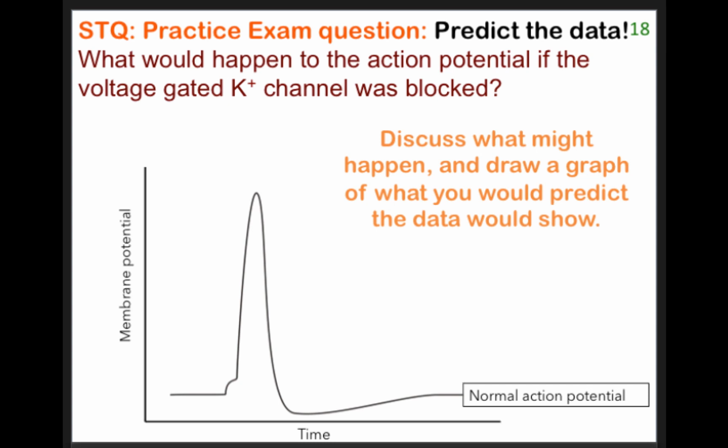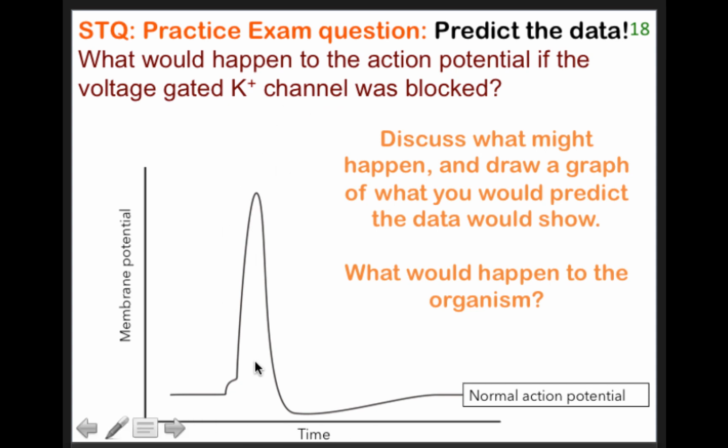And once you've done that, I want you to think about how that will affect the organism itself. So how does this blocking of the potassium channel affect the membrane potential for an action potential, and also what would happen to the organism as a whole? Okay, so pause the video now and answer that question.